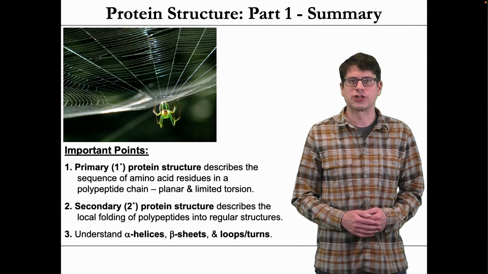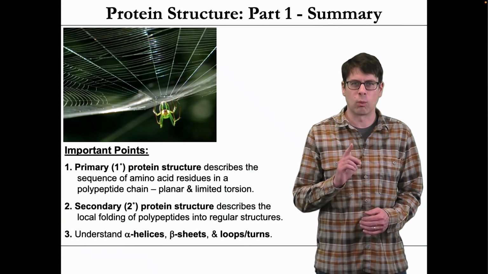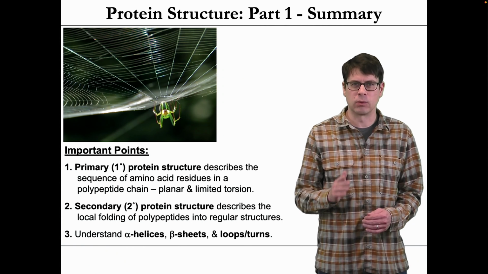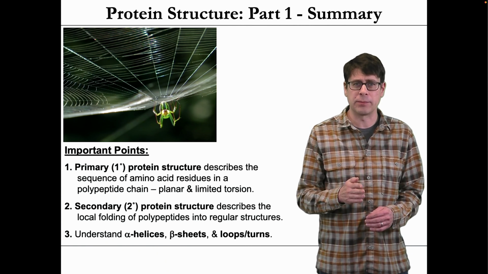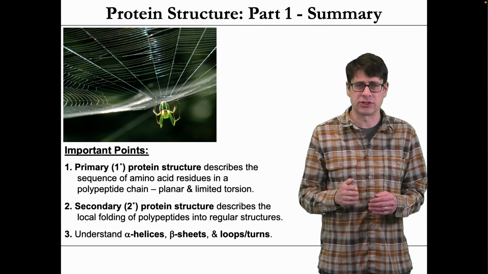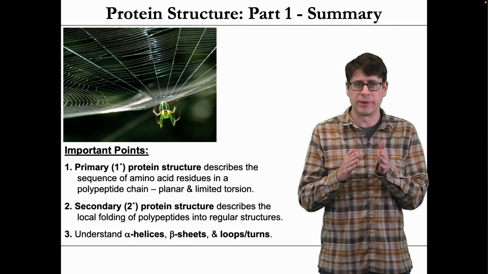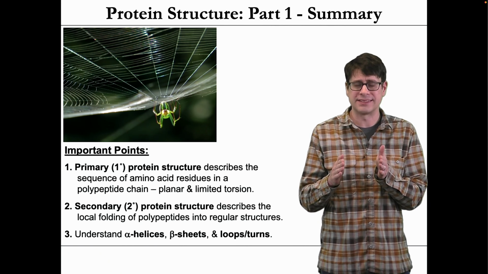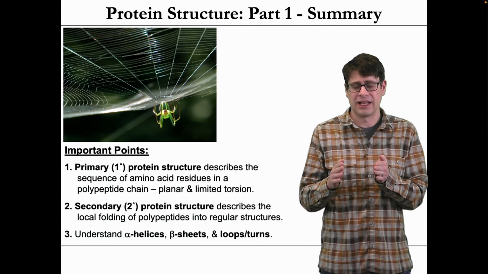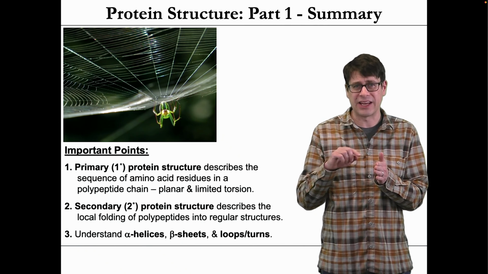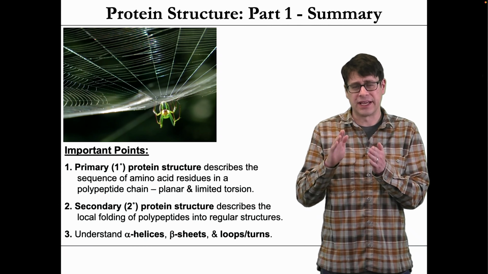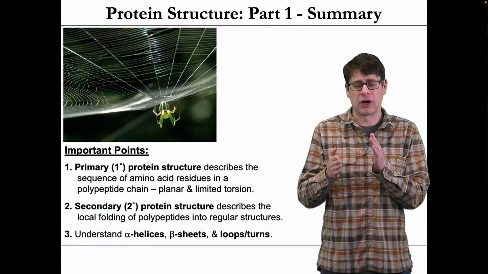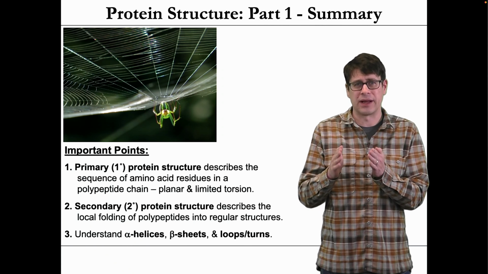All right, so that concludes lecture number 4, Protein Structure Part 1. There are a few take-home points that I really want to emphasize. One is that you definitely need to know the difference between primary protein structure and secondary protein structure. Remember that primary protein structure describes the sequence of amino acids that are linked by peptide bonds into a polypeptide chain. You need to know that the peptide bond has some planar characteristics, whereas the other bonds in the polypeptide chain can rotate but are limited by the torsion and the angles that they're able to make.